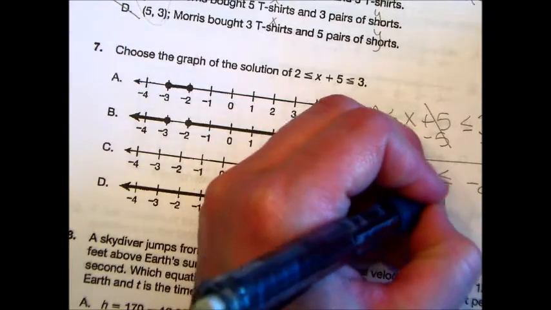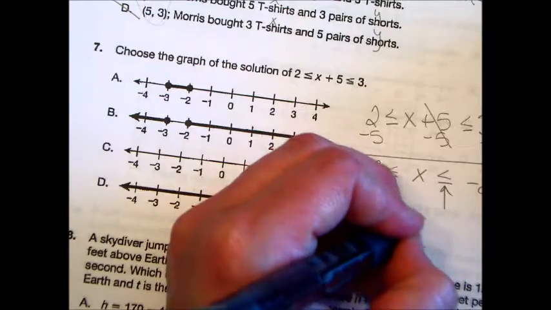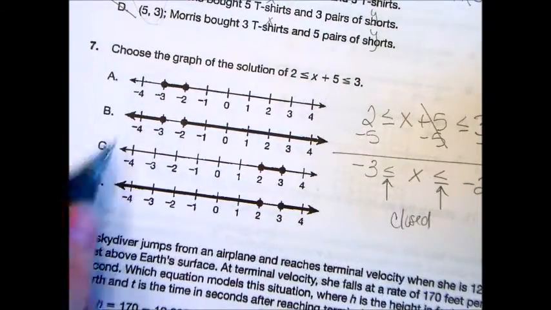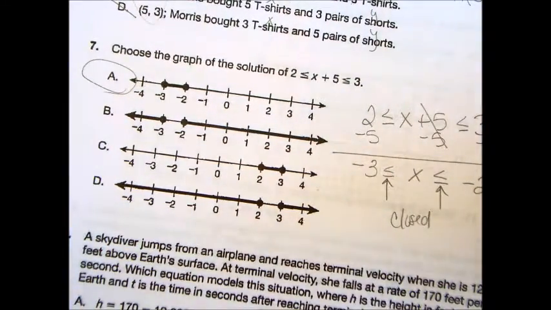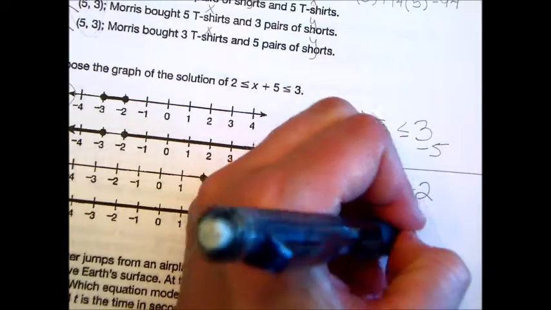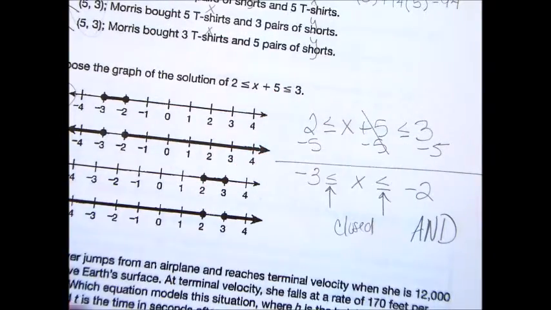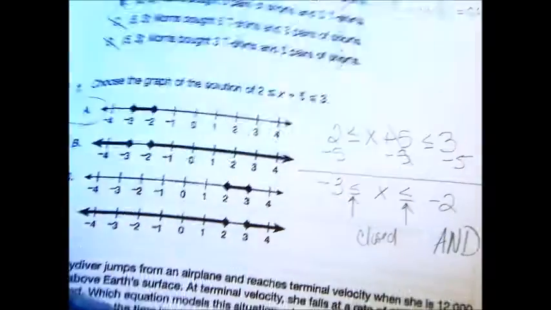Those things right there mean that they're closed. And the only thing that works is A. It has to bounce between negative 3 and 2. That is an and problem. You studied that actually in Chapter 3 of Algebra 1.